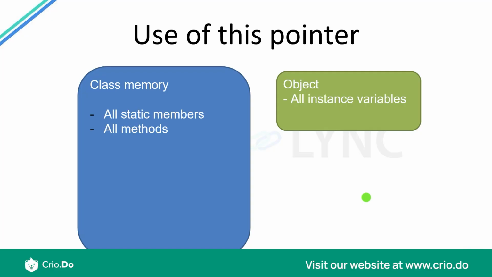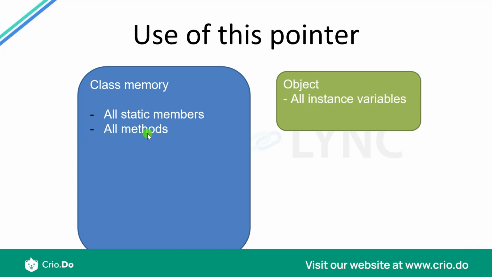Now let's delve into the this pointer a little more. Why do we even need the this pointer? Remember that in the class memory, we have all our static members, right? Also, all of our methods are in a memory which is not exactly in the object. So when we create an object of this particular class, it will only have its instance variables.